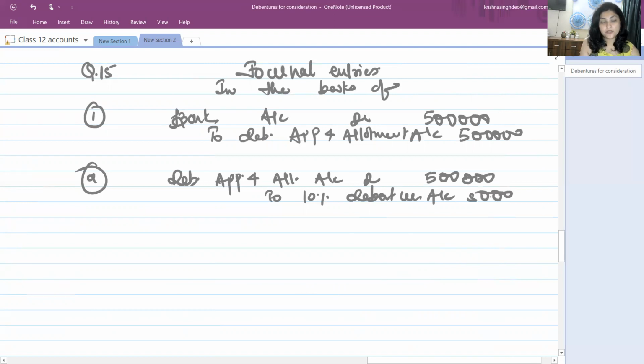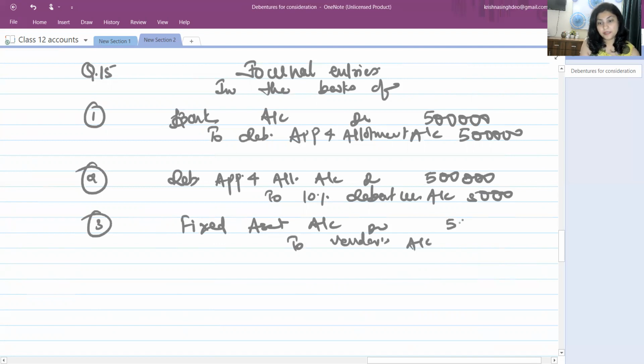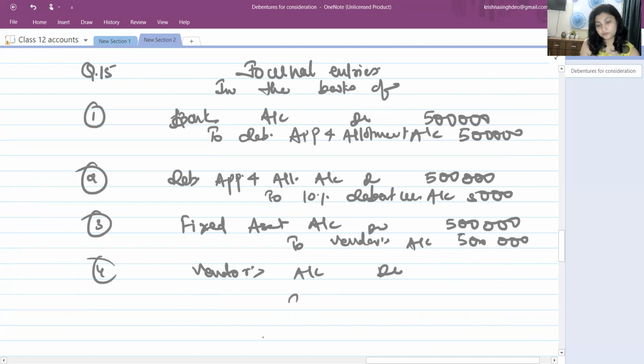Now in the second case, what happened? You have bought a fixed asset. So the first entry will be for buying the fixed asset: fixed asset account debit to vendors account, and the value of the fixed asset is given as 5 lakh rupees. The next entry will be vendors account debit to 10% debenture. The question also gave the percentage of debenture.